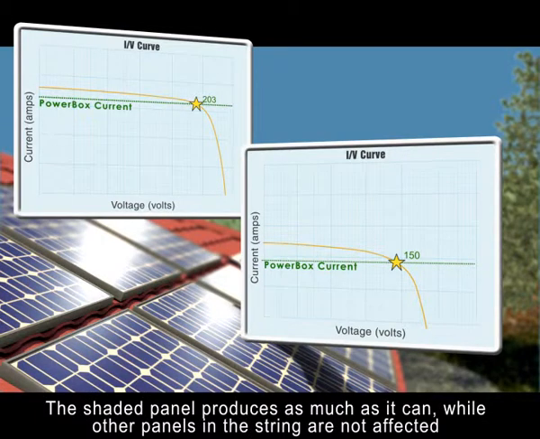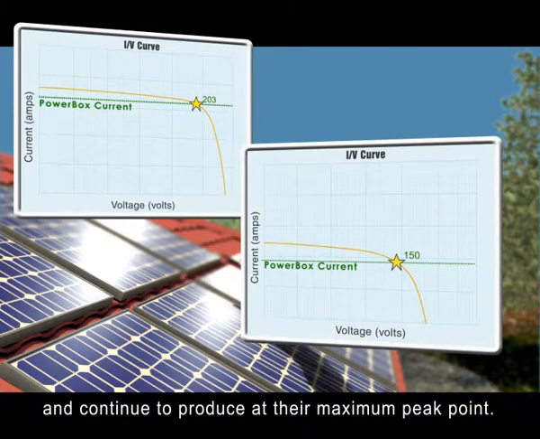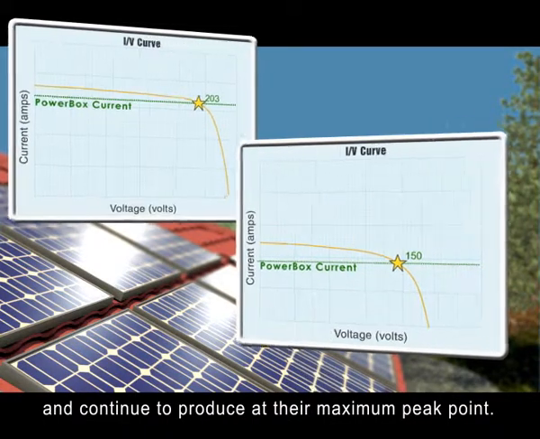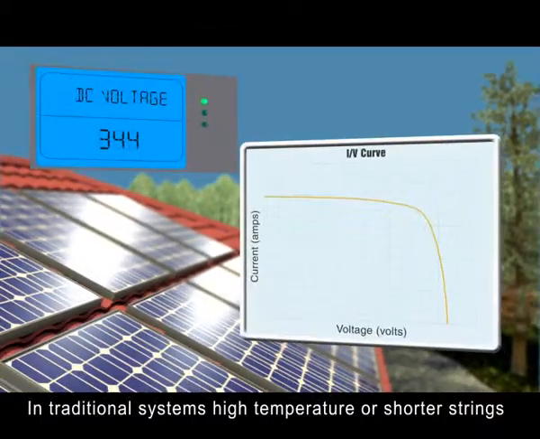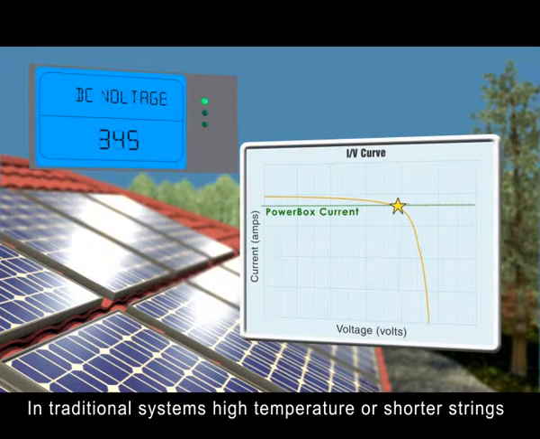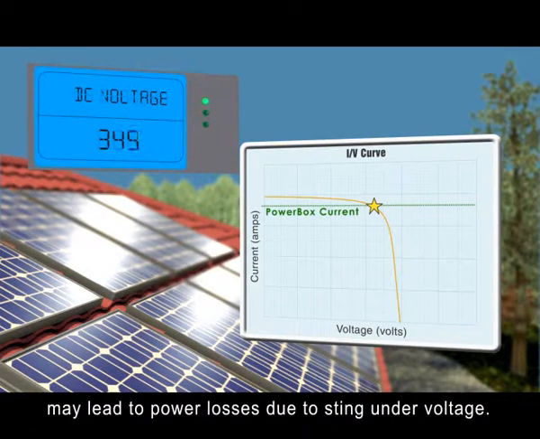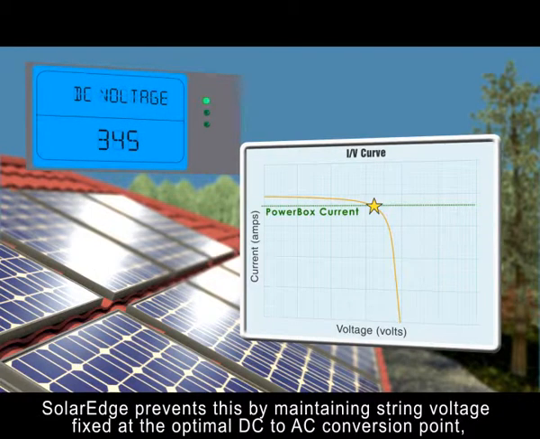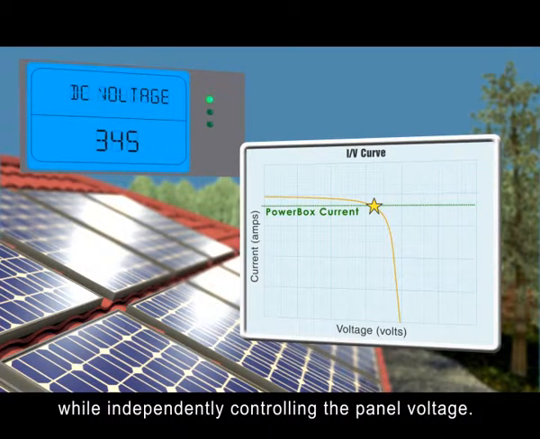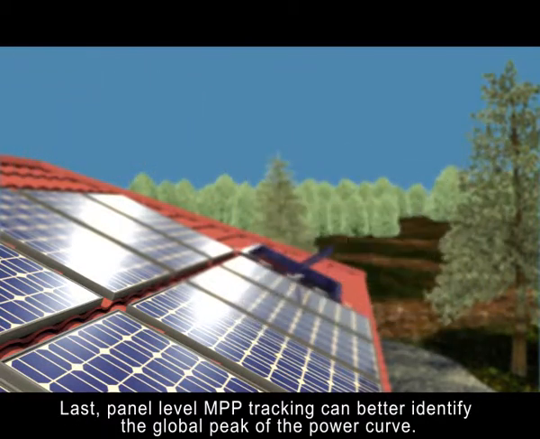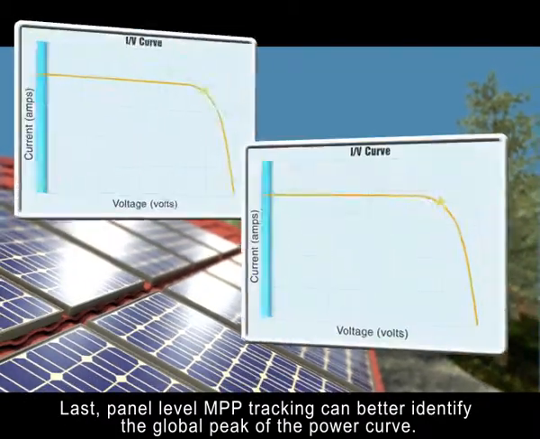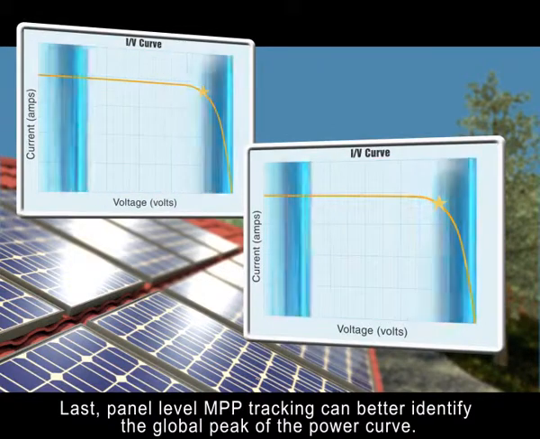The shaded panel produces as much as it can, while other panels in the string are not affected and continue to produce at their maximum peak point. In traditional systems, high temperature or shorter strings may lead to power losses due to string undervoltage. SolarEdge prevents it by maintaining string voltage fixed at the optimal DC to AC conversion point, while independently controlling the panel voltage. Last, panel-level MPP tracking can better identify the global peak of the power curve.